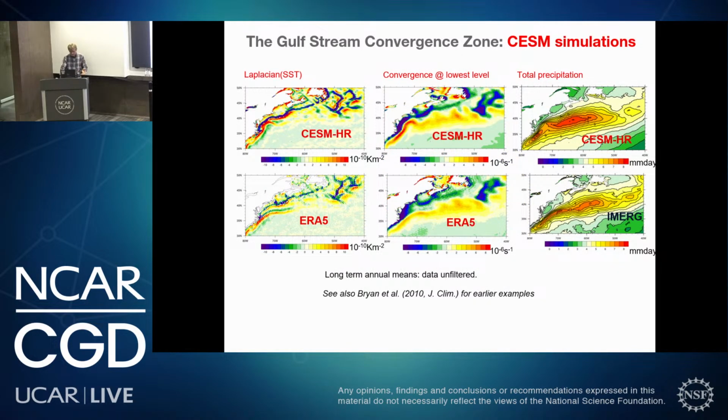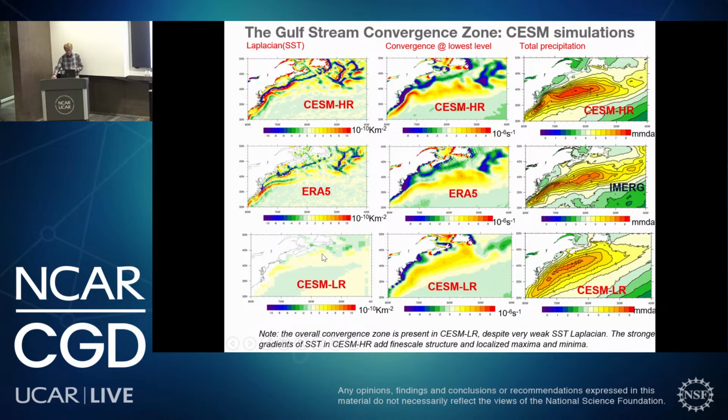And it's probably the final result I'm going to show. In the long-term mean, the high-resolution CSM captures quite a lot of the convergence at the lowest level that we see in ERA 5. So that's what I'm comparing here. And at least some of that is related to the Laplacian of SST shown on the left. And there's a response in precipitation. I'll have a comment on that in a minute.